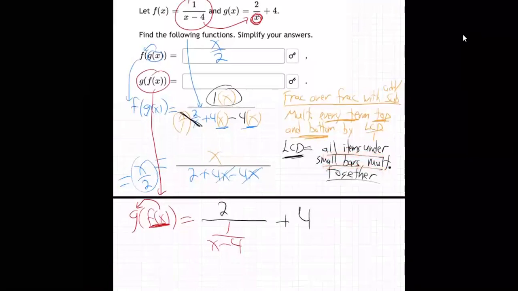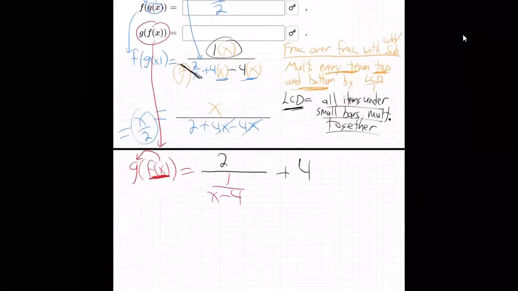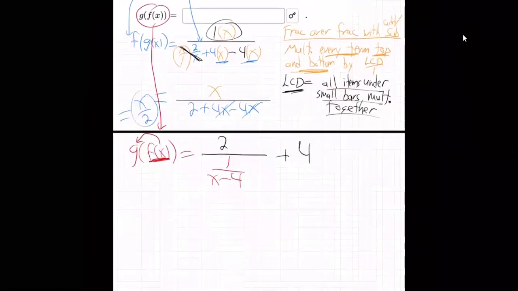So tell me, what on this one, what items do you see under small bars? Just this, right? This is the only small bar. Right here, this is a major bar. We're not talking about that. We're talking about the small bars. It says right here. So that's this small bar. Here's the item under the small bar. Okay, what am I going to do with it? So x minus 4.